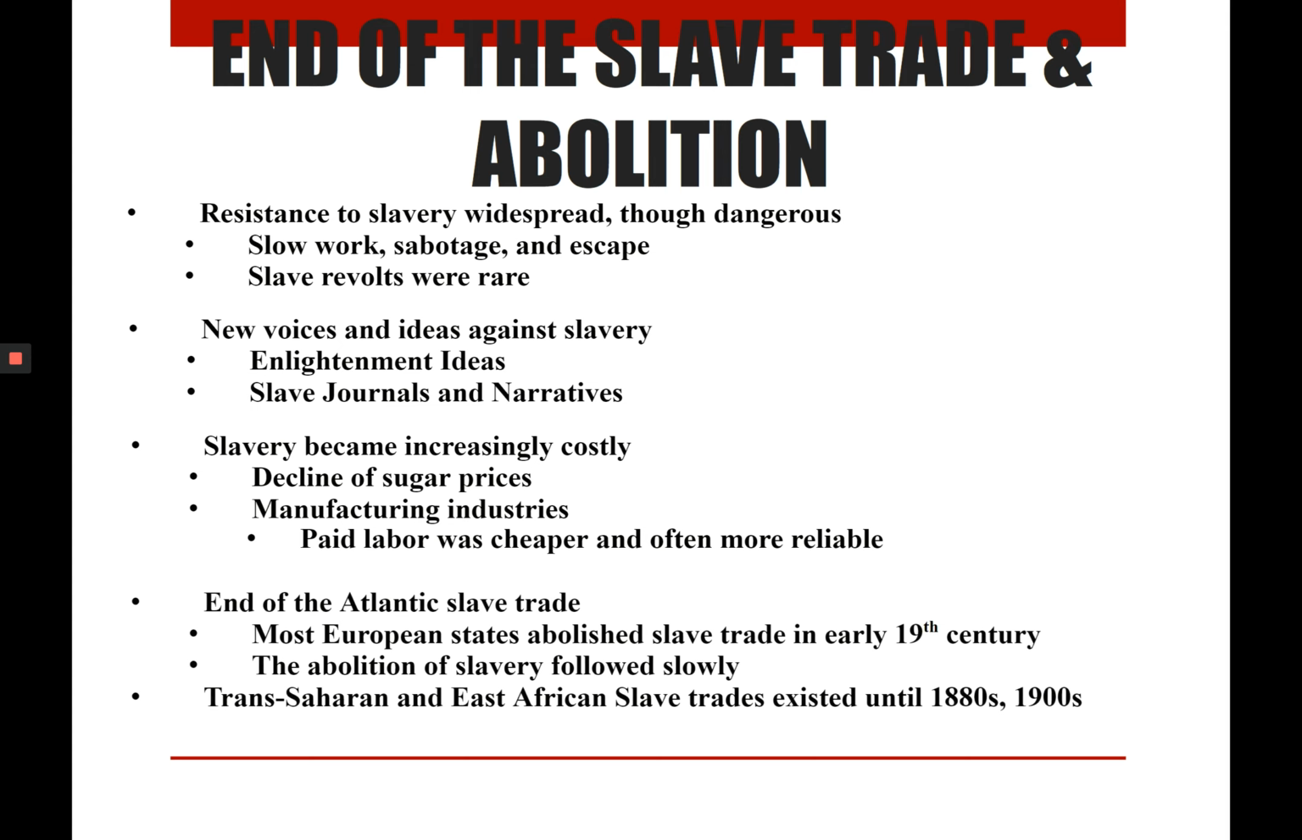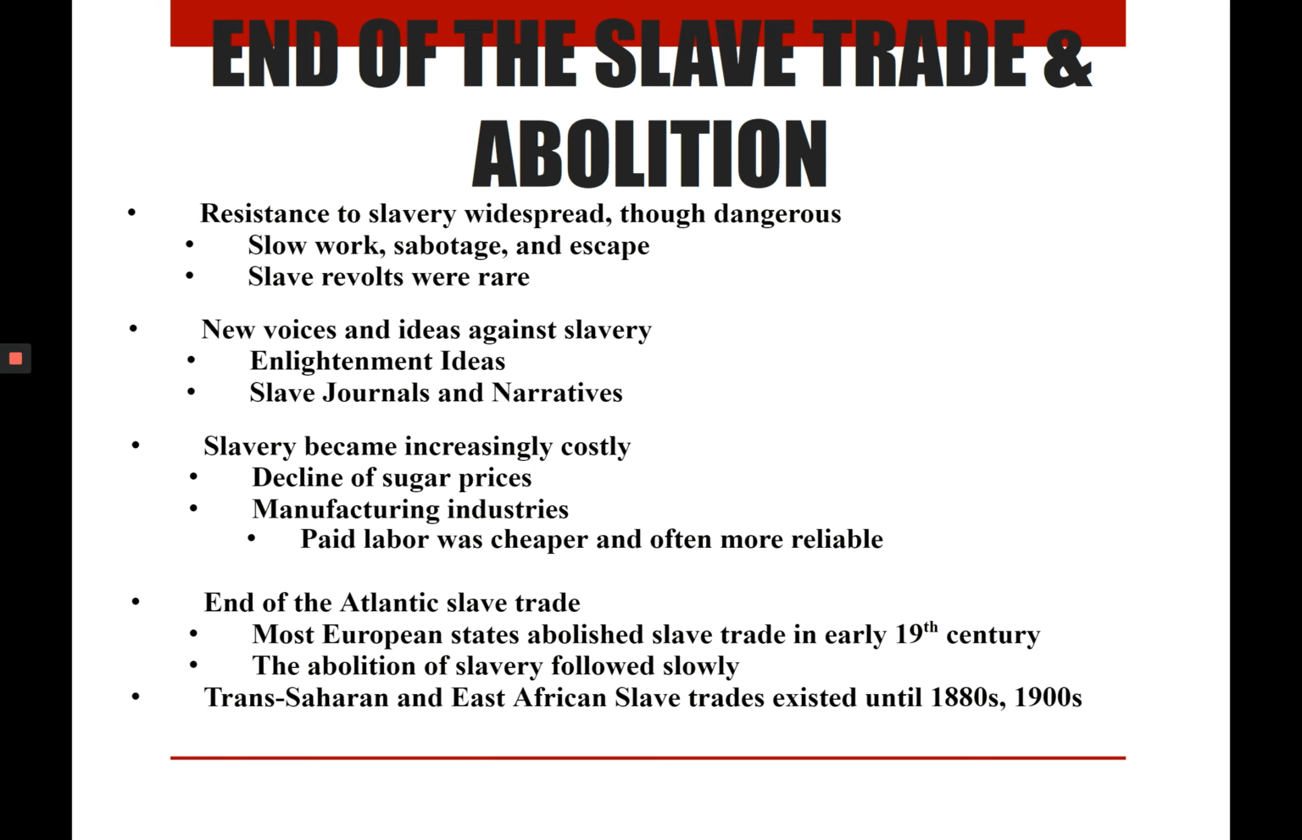So when we look at the end of the slave trade, most European states are going to abolish the slave trade early in the 19th century. And then after that, gradually, we're going to see the abolition of slavery. Most European states will abolish slavery between the late 1700s and the very early 1800s. The British colonies would abolish slavery in the 1830s. Most of the French colonies are going to abolish slavery in the 1840s. In the United States, of course, it wouldn't come until after the Civil War in 1865. And then Brazil would be the last to abolish slavery, and that wasn't until 1888.